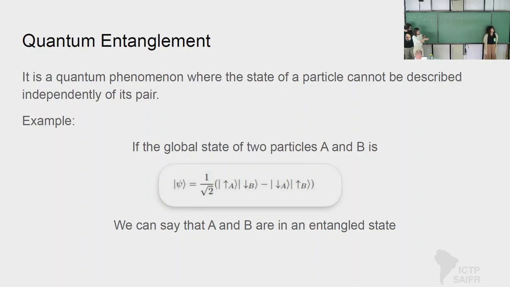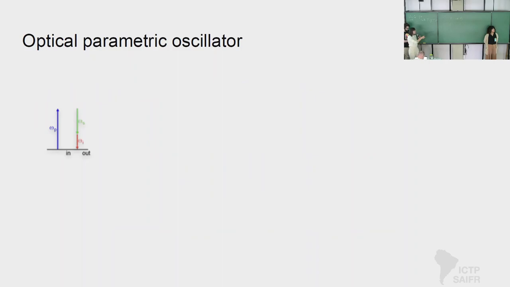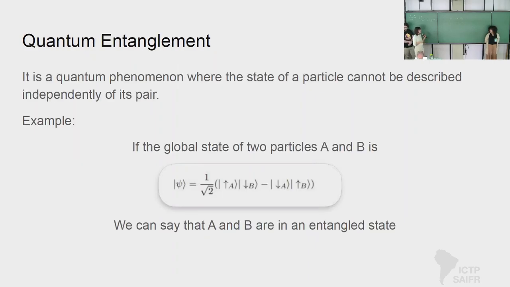So what this means is that if I measure, for example, my particle A and find a spin up, this means that particle B shall be in the spin down state. So this is the idea of quantum entanglement, and what they did in this work was to try to measure quantum entanglement in continuous variables.